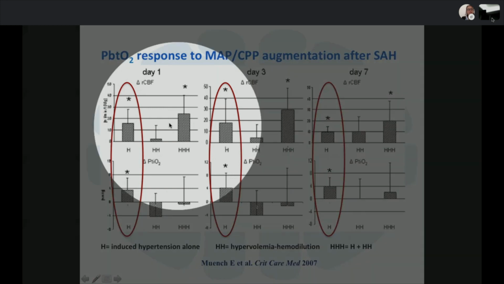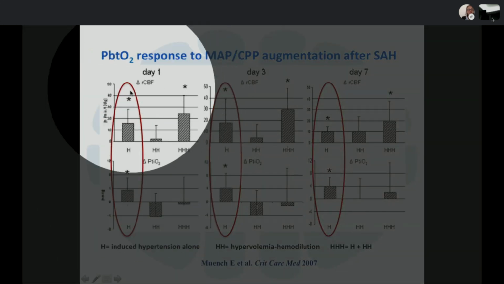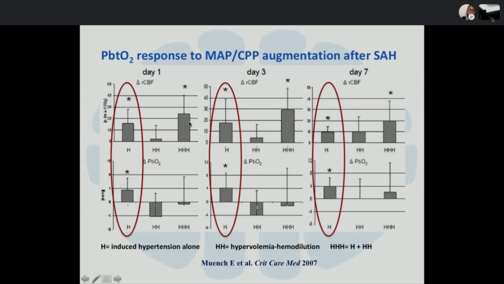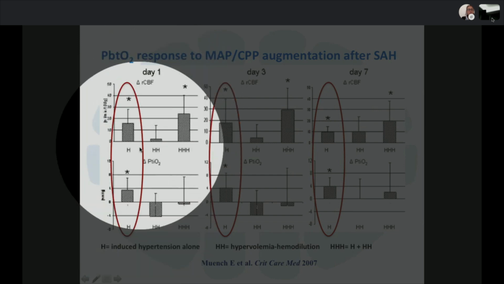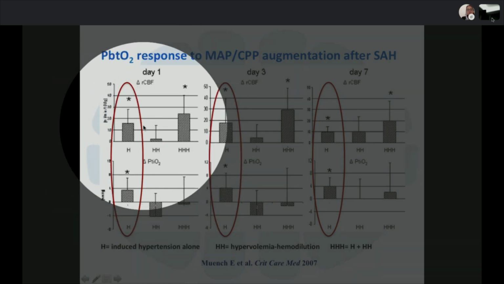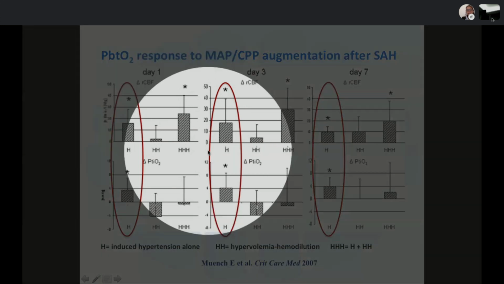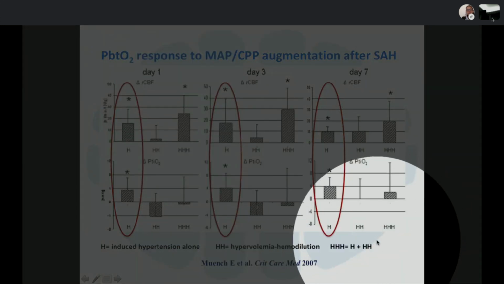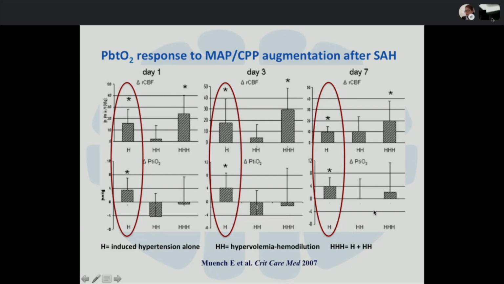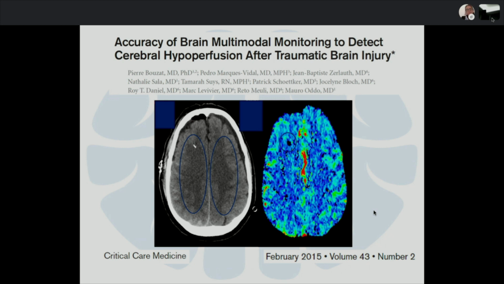So as you can see here, the main statistically significant component to increase the PbO2 is basically the hypertension, which is able to improve the PbO2 alone, and the addition of hypervolemia and hemodilution does not make a very huge difference. And that's the paper according to which we now use hypertension as first line treatment in case of vasospasm. And again, this is another paper from Pierre Bouzat and Mauro Oddo.